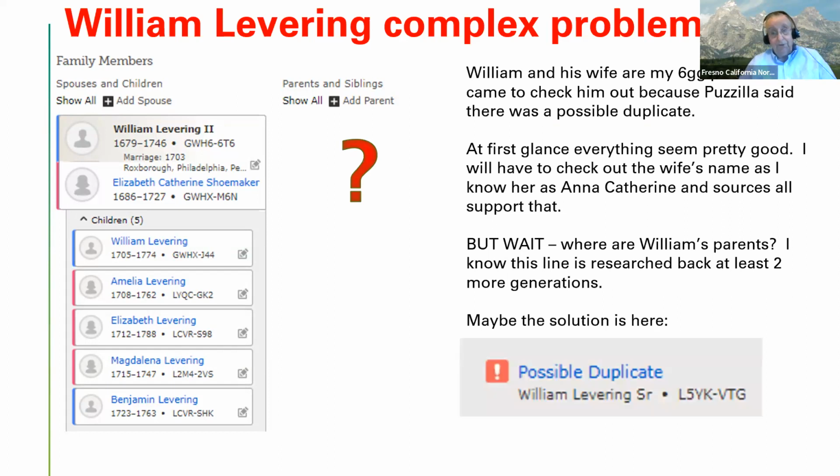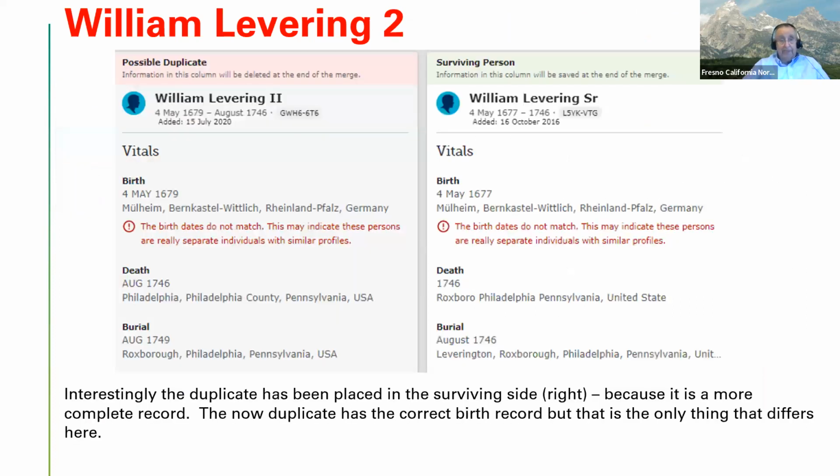And maybe the solution is here under this possible duplicate, because William does have a possible duplicate. And oftentimes your issues of where the missing stuff went is found over in those duplicates. So we'll go look at him. When we go to compare, they're pretty much alike. And what FamilySearch did is they took the thing that was showing as a possible duplicate and moved it over to the right column and put the record that was in my tree over here as the possible duplicate.